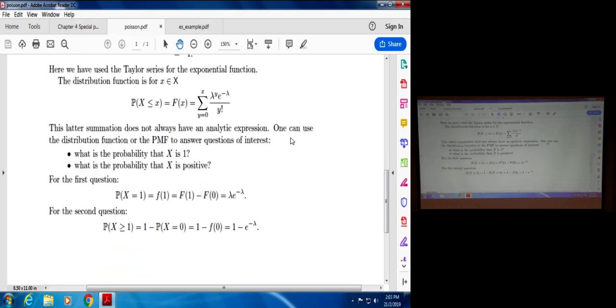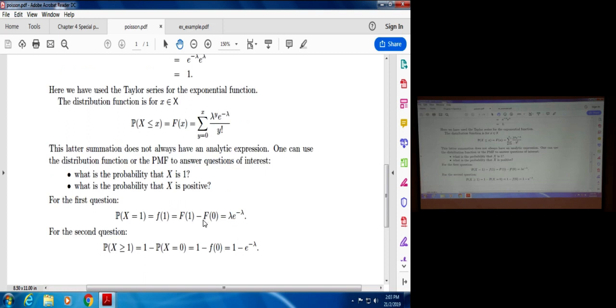Just a couple of simple examples before we go back to the notes. We can of course use the probability mass function to answer elementary questions. The probability that the random variable X takes the value 1 is just f of 1, which is lambda e to the minus lambda. The probability X is greater than or equal to 1 is 1 minus the probability X is equal to 0, which is 1 minus f of 0, which is 1 minus e to the minus lambda.